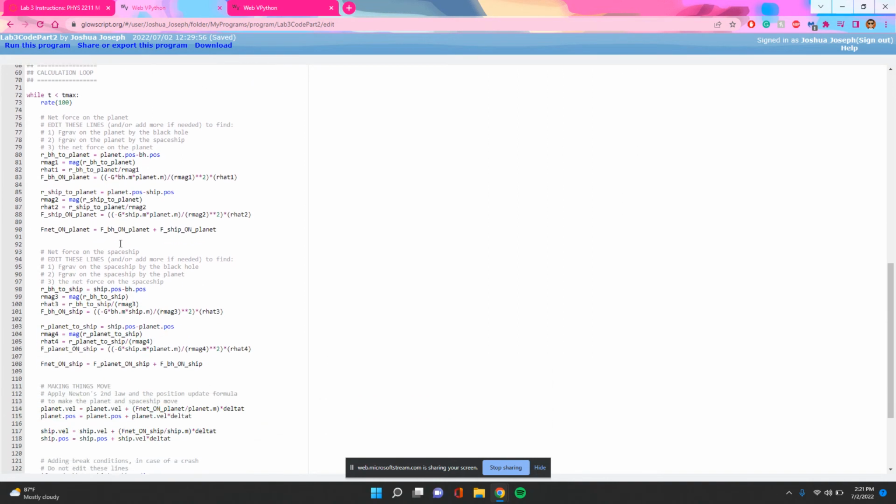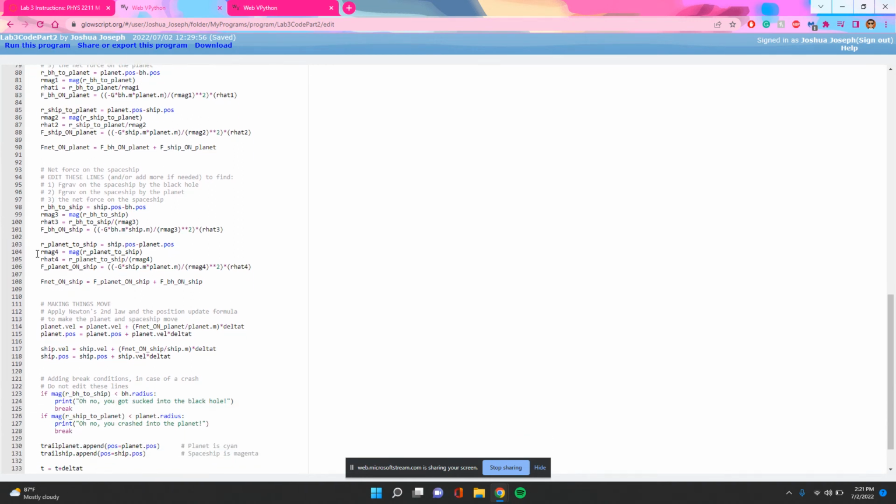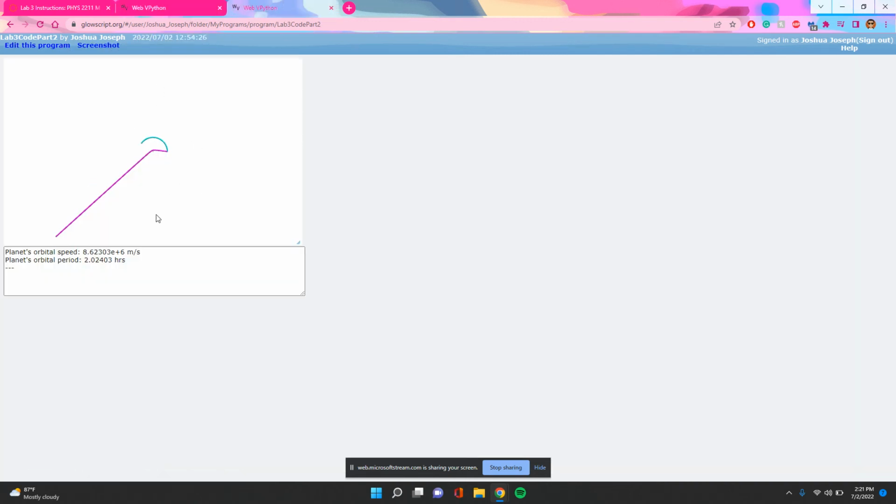Now, as we scroll through, we can see the multiple forces acting in this overall system: F grav on the planet from the black hole, F grav on the planet by the ship, the net force on the planet, then F grav on the ship by the black hole, F grav on the ship by the planet, and the net force on the ship. We account for that by adding all those forces together, and then we use this to determine the momentum, which is force times delta t. And then when we run this program, we'll get something just like this.